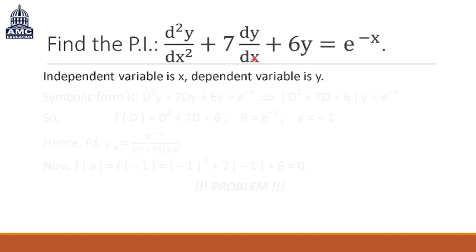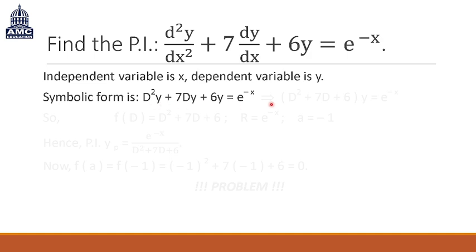Now we write down the symbolic form of the given equation. d squared y by dx squared is the second order derivative term and dy by dx is the first order derivative term. So we will reduce these terms into the operator format. We'll use the capital D operator, which is the differential operator with respect to x. So the symbolic form becomes D squared y plus 7 multiplied by Dy plus 6y is equal to e raised to the power negative x. Capital D squared y is basically the second order derivative of y with respect to x. So that's the operator algebra that we're using.